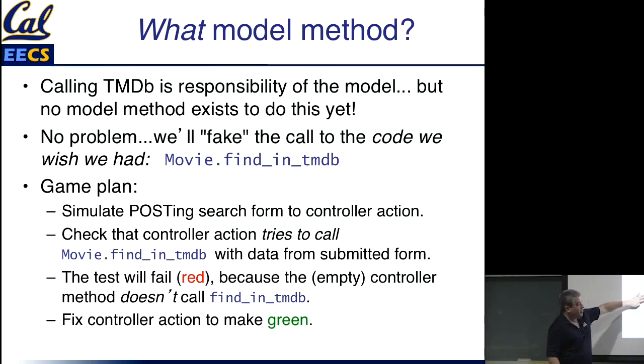Of course, this test will fail, because right now we don't have any code in our controller whatsoever. And then we can easily fix the controller action to make it pass. Okay, but the key thing here is we're isolating what the controller's job is. Right? We're not making any claim that this method exists or works or anything. We're just saying that if it existed and it worked, we want to make sure that it gets called at the right time and gets called with the right argument. Okay, that's where we're going.